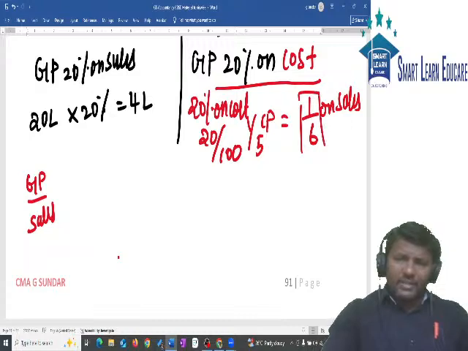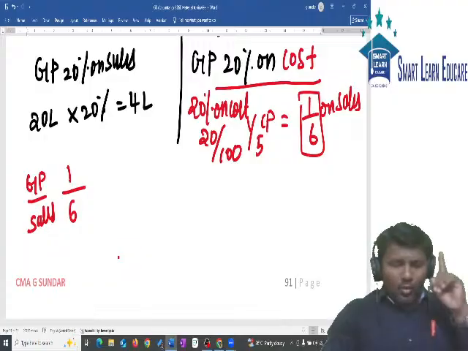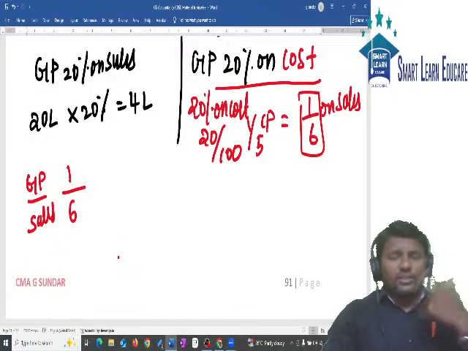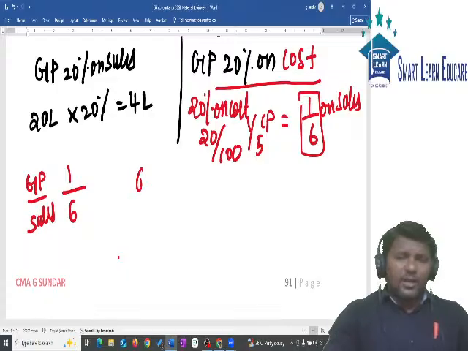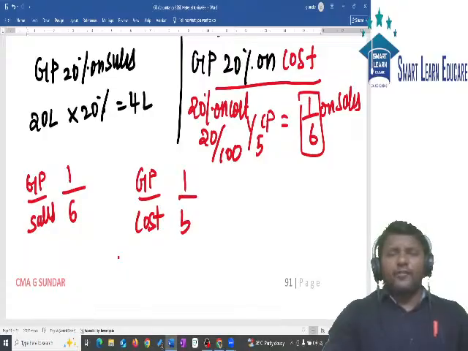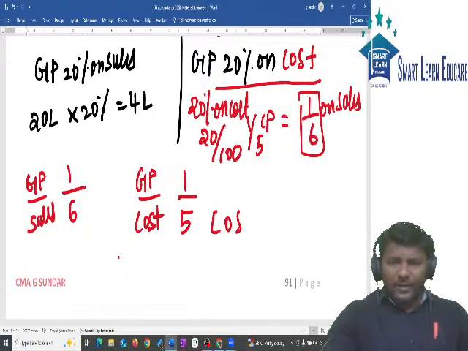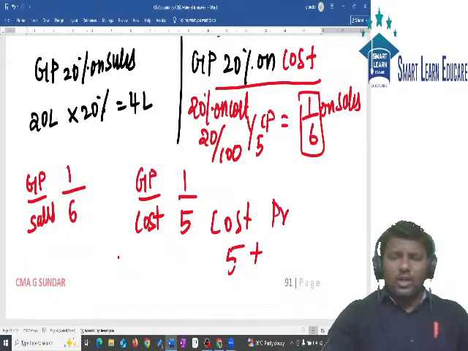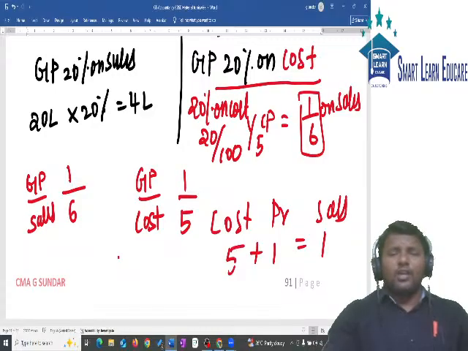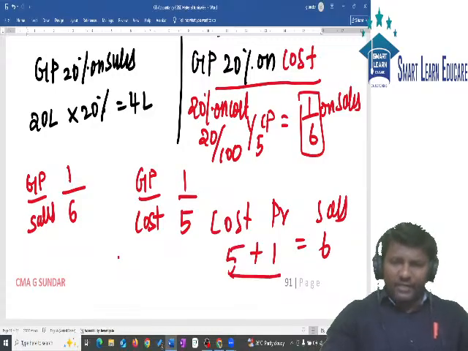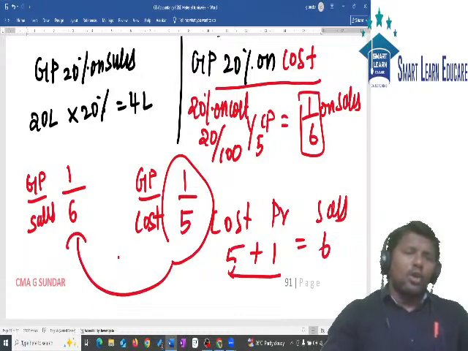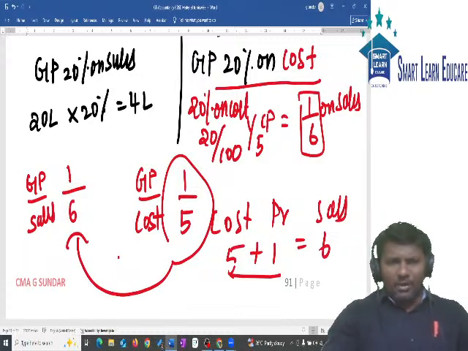What is the meaning of 1 by 6? 1 rupee is the profit if 6 rupees is my sales. What is the formula for GP on cost? GP divided by cost into 100. 1 rupee is my profit if cost is 5 rupees. Cost is 5 rupees, profit is 1 rupee, so your sales is 6 rupees. That is, 1 by 5 on cost price is equal to 1 by 6 on selling price.